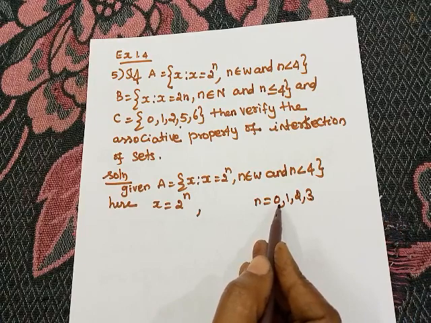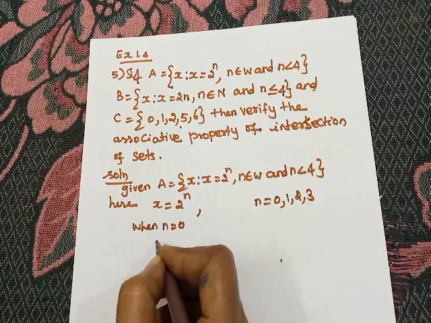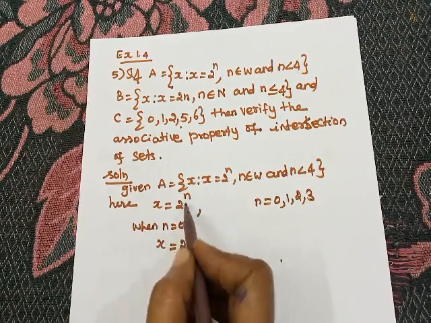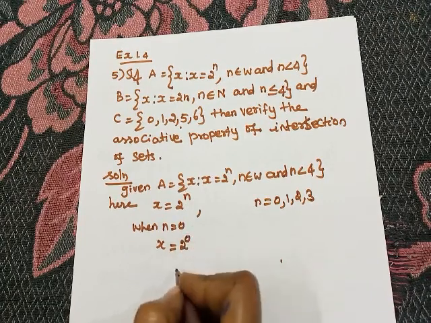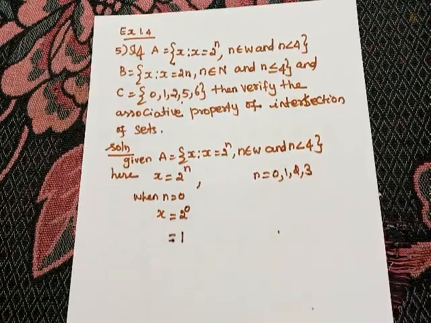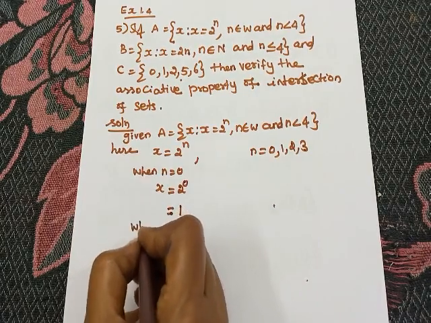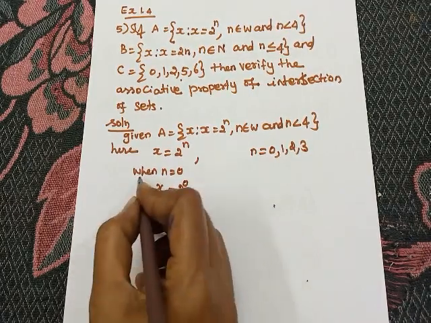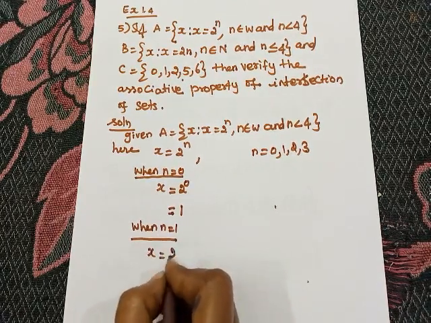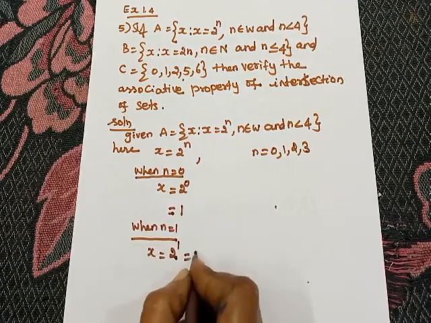Here x is equal to 2 power n. When n is equal to 0, what is the x value? X is equal to 2 power n is the given condition. In place of n we give 0. 2 power 0, any number to the power 0 is 1. So x is equal to 1. Next, when n is equal to 1, x is equal to 2 power 1, which is equal to 2.